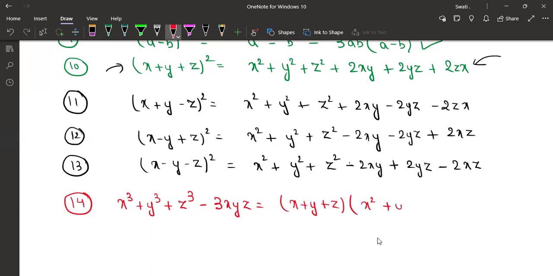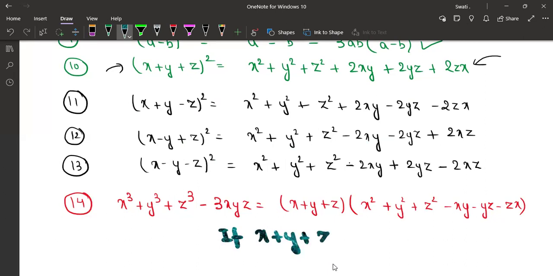x square plus y square plus z square minus xy minus yz minus zx. This is the formula, and again, I'm telling you, it is a very, very important formula. Remember, there is a special case in this particular question, and that special case is if x plus y plus z will be equal to 0. That is the given condition.